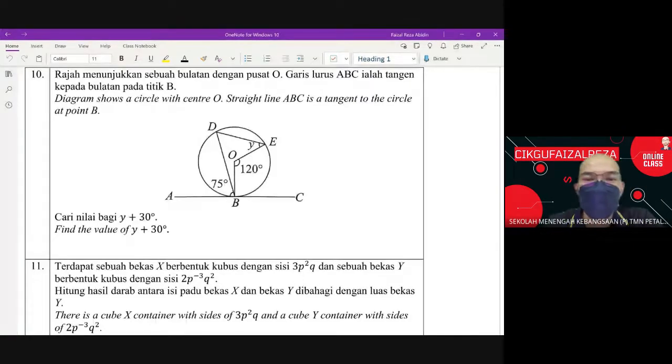Okay, so we are going to discuss question number 10 over here. The diagram shows a circle with center O, straight line A.